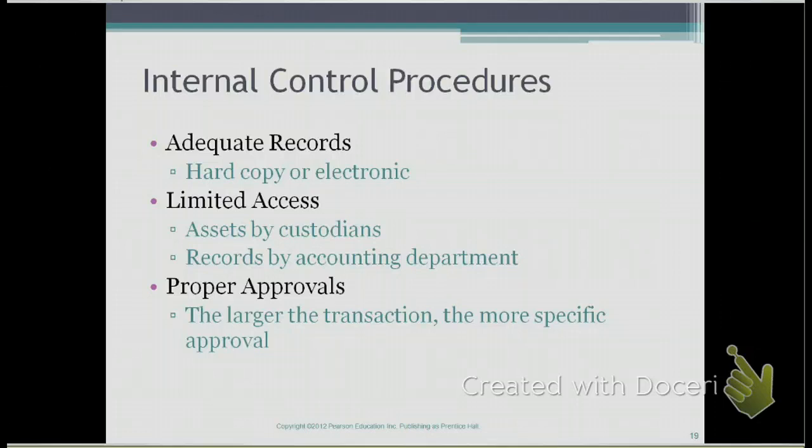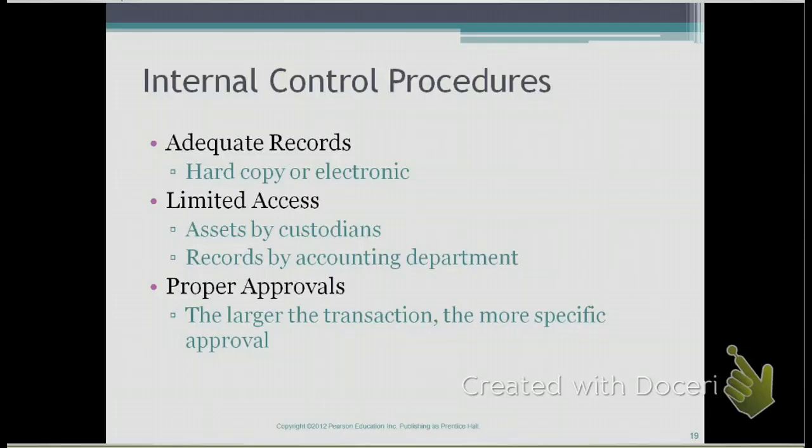Another control procedure is limited access. Companies need to make sure that access is limited to people who need access or who should have access. Typically, assets are handled by custodians. So if there's a warehouse, there's a custodian over the warehouse, and only that custodian can let somebody enter or exit as provided they have the proper authorization.